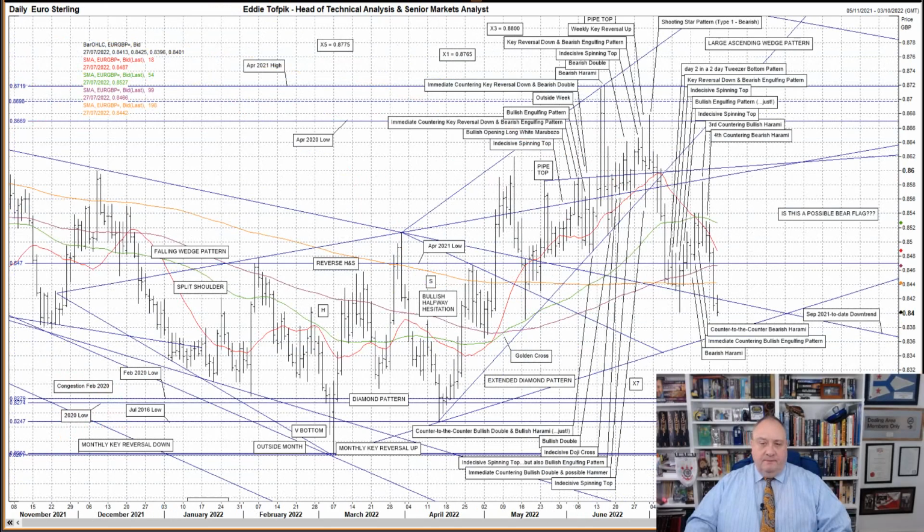Euro sterling. A bearish long black Marubozu yesterday and third bearish black crow as well, down through the April 2021 low at 84.70 and also the 3 support levels from the last few weeks. They are the rising medium moving average, currently 84.66, the flatlining long moving average, currently 84.42, and a September 21 to date broken downtrend, currently 84.20.